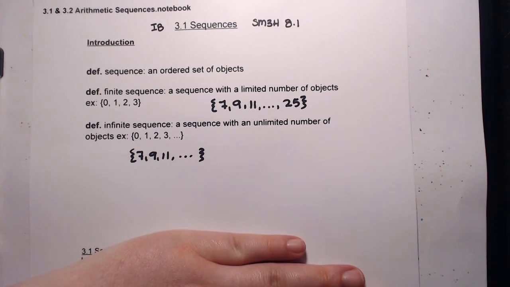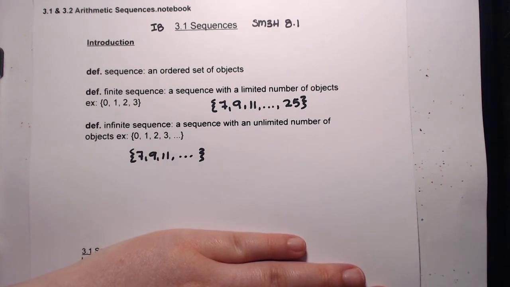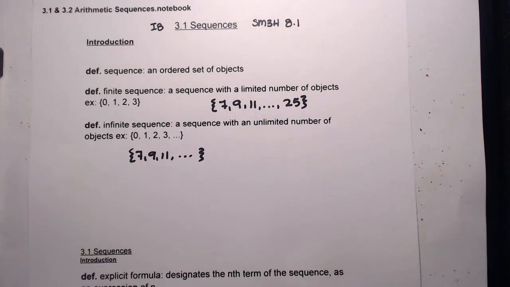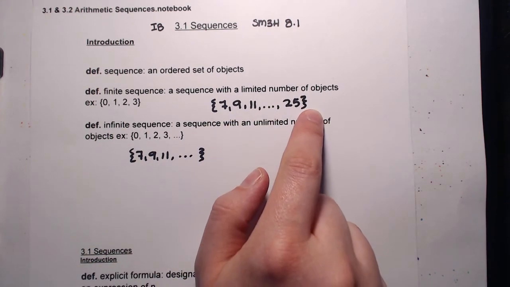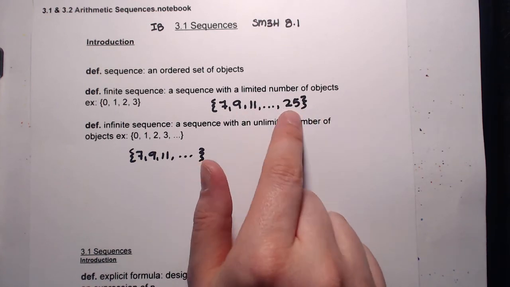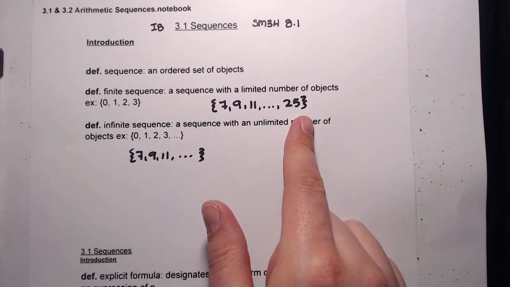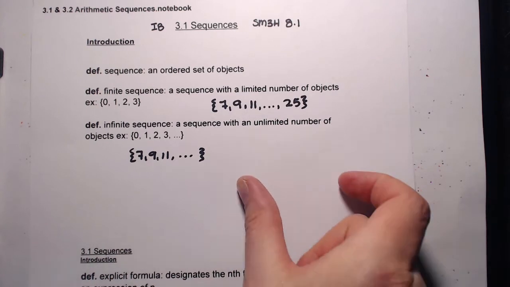So the definition of a sequence is an ordered set of objects. A finite sequence is a sequence with a limited number of objects. So for example, 0, 1, 2, 3, that has 4 objects in it. You could also list where you kind of have a gap. So 7, 9, 11, and then the gap, and then 25. So it's including a lot more, but it's still a limited number.